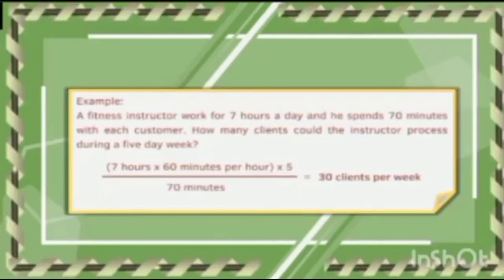Example: a fitness instructor works for 7 hours a day and he spends 70 minutes with each customer. How many clients could the instructor process during a 5-day week? So we will use the formula for capacity, which is 7 hours times 60 minutes per hour times 5 over 70 minutes, which is equivalent to 30 clients per week. And that 30 clients per week can be expressed as the capacity of the fitness operation, meaning there are 30 clients that the instructor could process during a 5-day week.